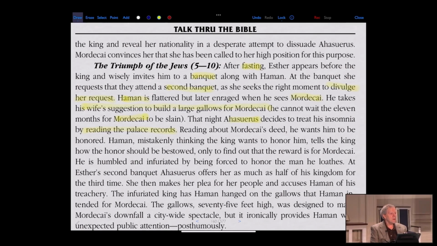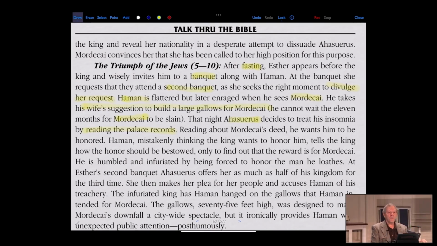But God sovereignly uses that time. And at that moment, of all the records that could have been read at that particular time, it's the story about how it was Mordecai who actually led to his deliverance from an assassination plot. Hey, has he ever been rewarded for this? No, I looked that up, and no. Well, then we need to see, is there anyone in the courtyard? Is there anyone in the court?